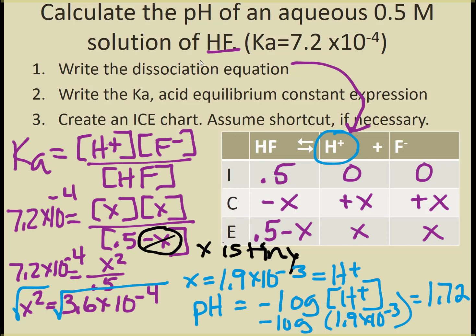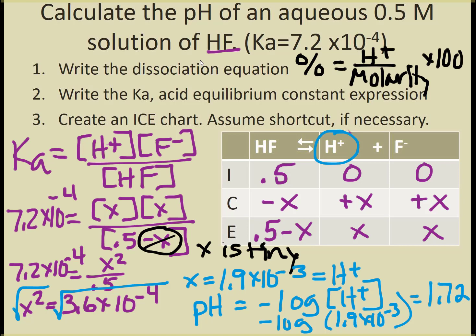I can double check that it was okay to take the shortcut, and I can do this by finding the percent dissociation. The percent dissociation is equal to the hydrogen ion divided by the molarity times 100. And so when I work this out and put in what I know, the hydrogen ion and the molarity, I get my percent as 3.8%. And so the rule is, as long as you're less than 5% dissociation, then you're going to be okay. We have a 3.8, and so it's going to be okay.